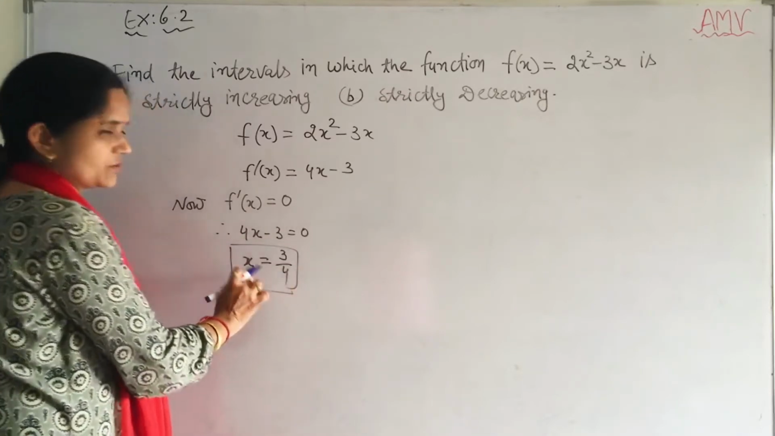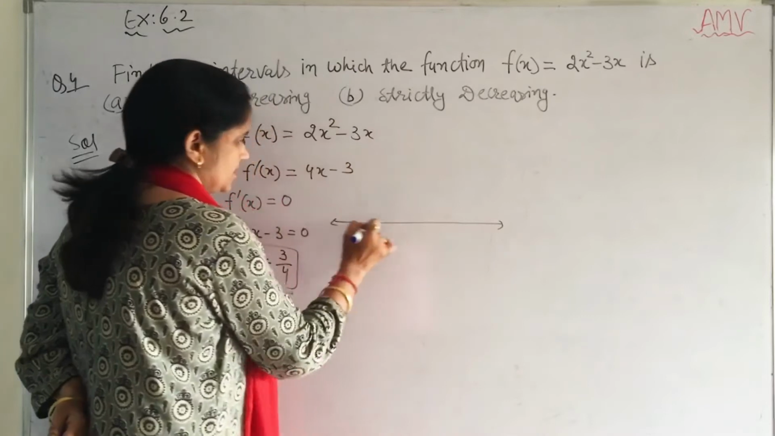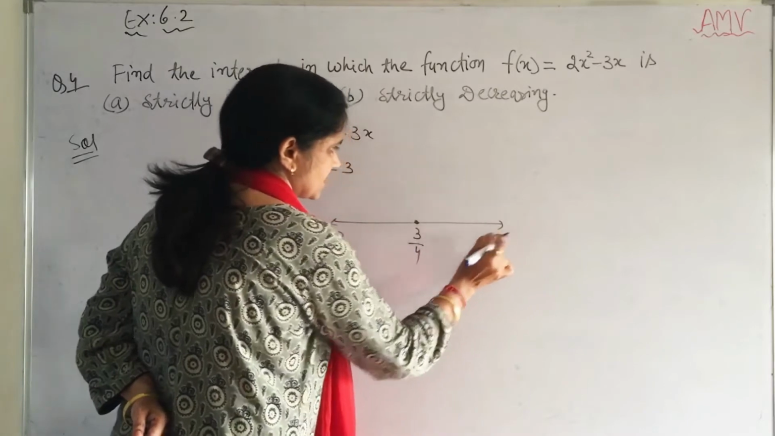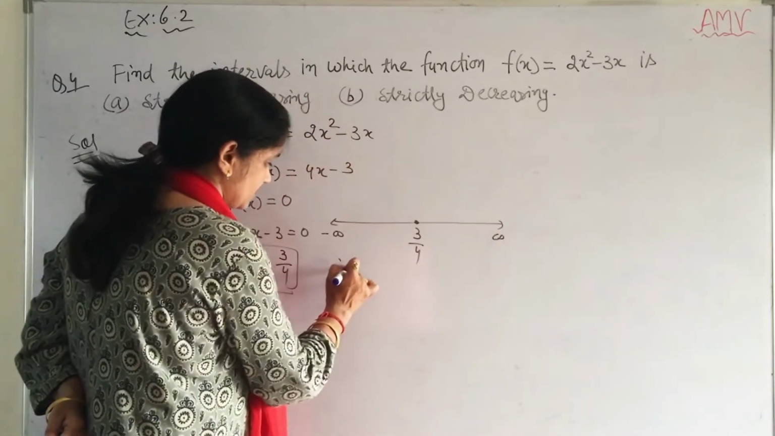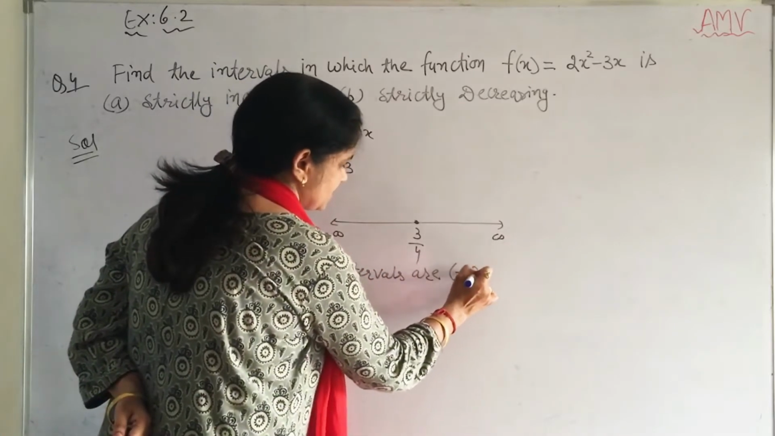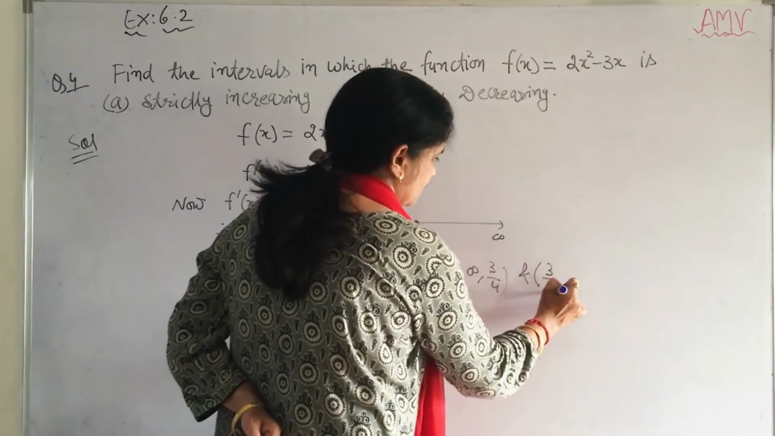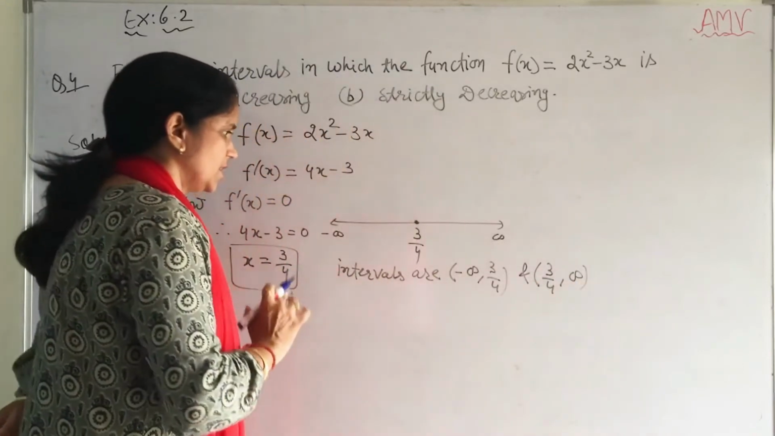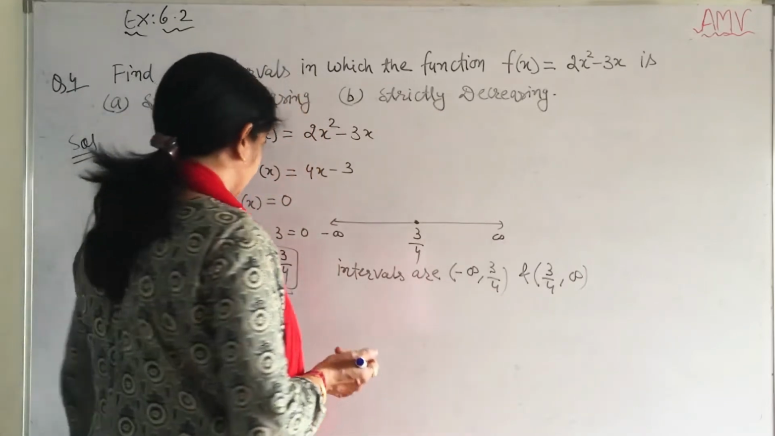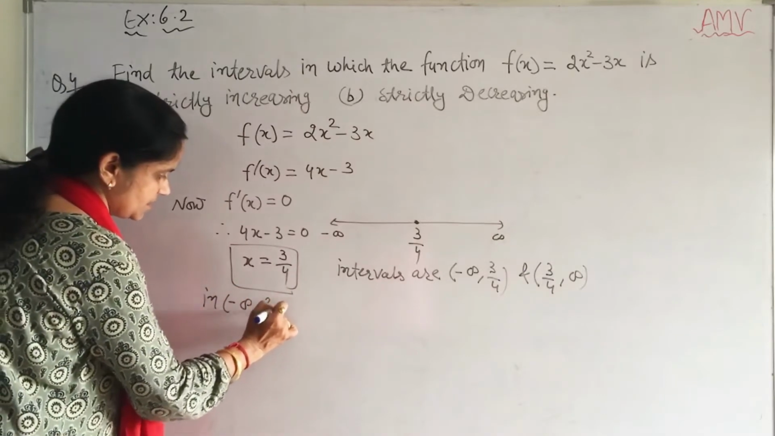This value divides the real number line into two parts. Here is the point 3 by 4. On this side it's minus infinity and on this side it's plus infinity. So the intervals are minus infinity to 3 by 4 and 3 by 4 to infinity. Now check whether the function is increasing or decreasing in these intervals. First, in minus infinity to 3 by 4.